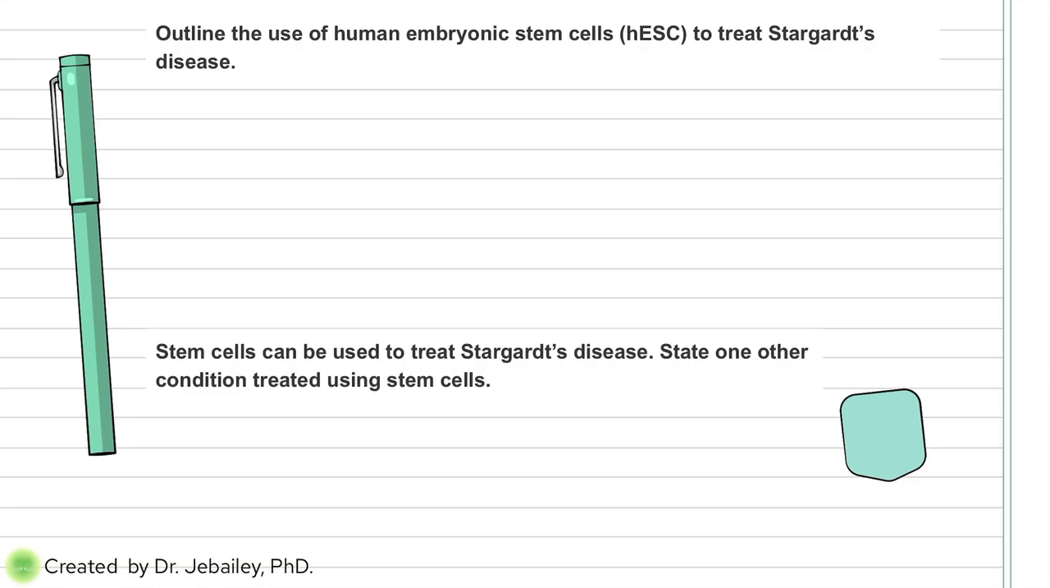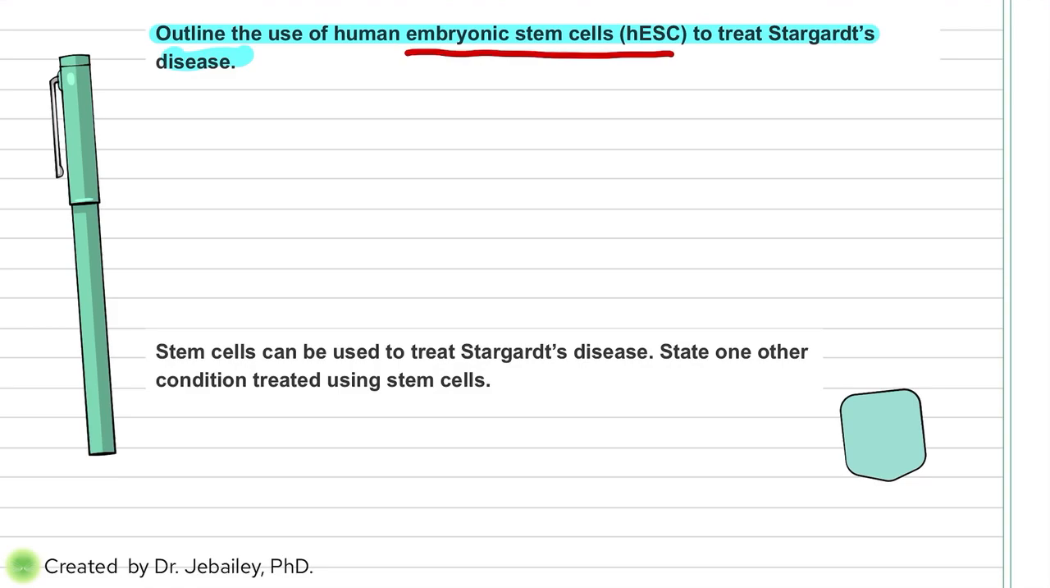So that's a very quick oral explanation. But let's see how the mark scheme is set up. But first, let's read the two questions and see how very similar they are. The first one says, outline the use of human embryonic stem cells to treat Stargardt disease. So here it's focused on what? It's focusing on stem cells, embryonic stem cells.